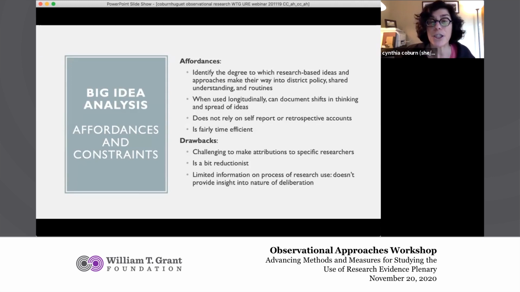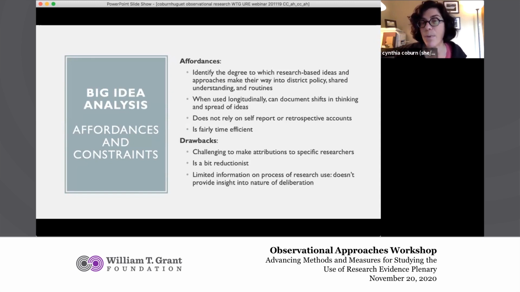Affordances of this approach: you could really see the spread of research-based ideas. Is it only the folks in the math department in this case, or are we seeing them among the leaders, among members of the research office, among members of the early childhood department? When used longitudinally, you can document shifts in thinking and spread of ideas. So we were able to do this in the case when we had before and after data.